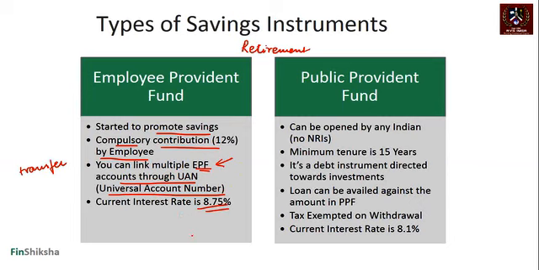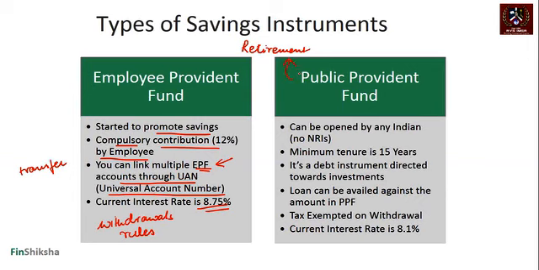The government keeps defining it year on year. Currently the rate is 8.75% as defined by the government, right? There are rules with respect to withdrawals here, right? There are restrictions and rules with respect to withdrawals. We don't need to remember all of them, but just remember that we can't take out all this money in one shot whenever we like. That's not allowed. Same is the case with PPF.